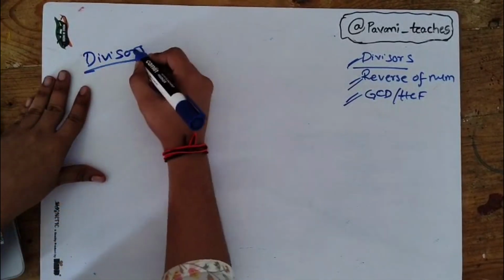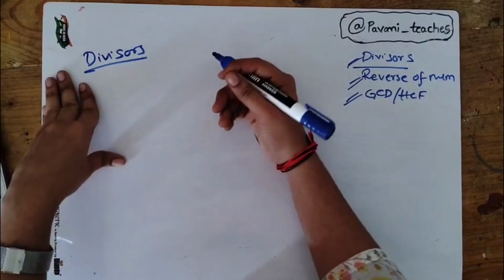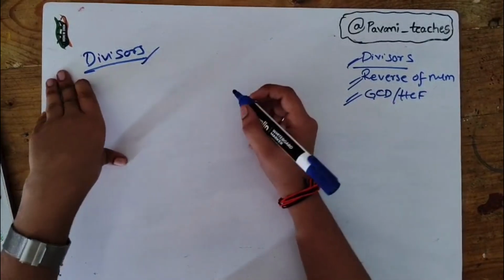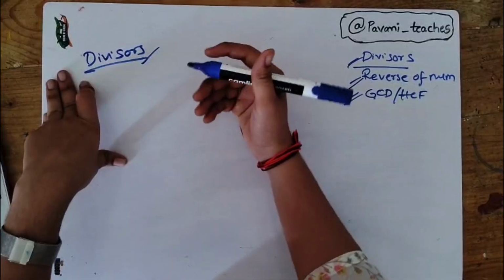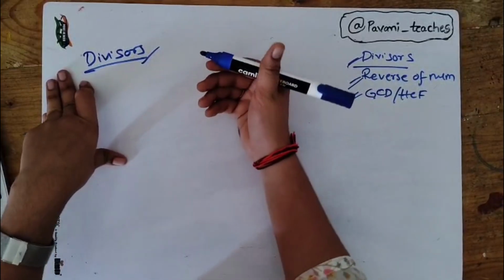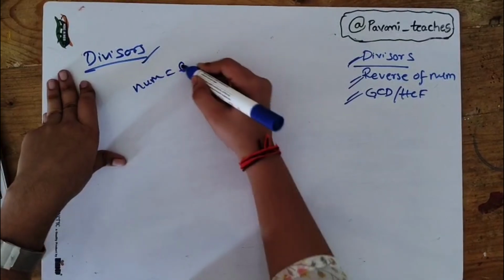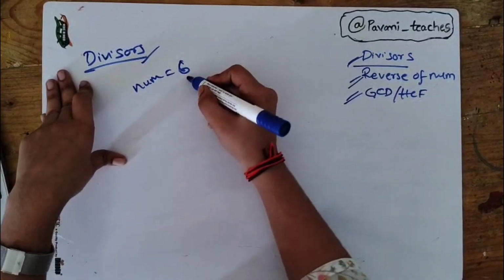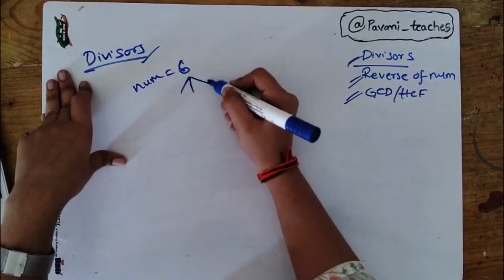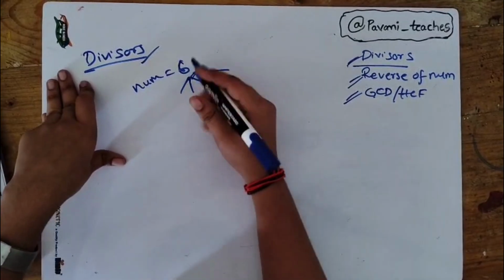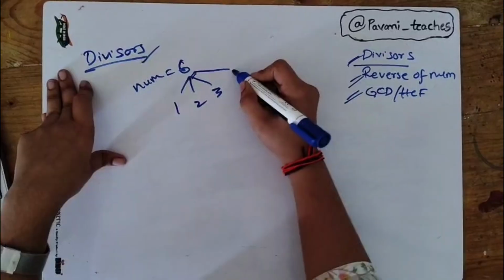Firstly, to find divisors, you should know what divisors are. Divisors are nothing but numbers which divide a given number. If I take the number 6, which numbers divide 6? Then we'll get remainder 0. Those are 1, 2, 3, 6.